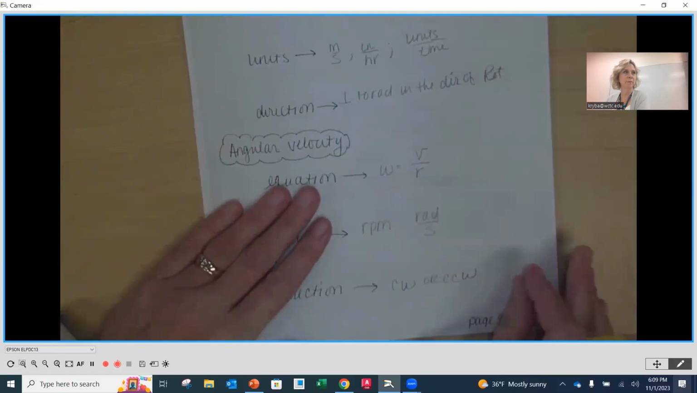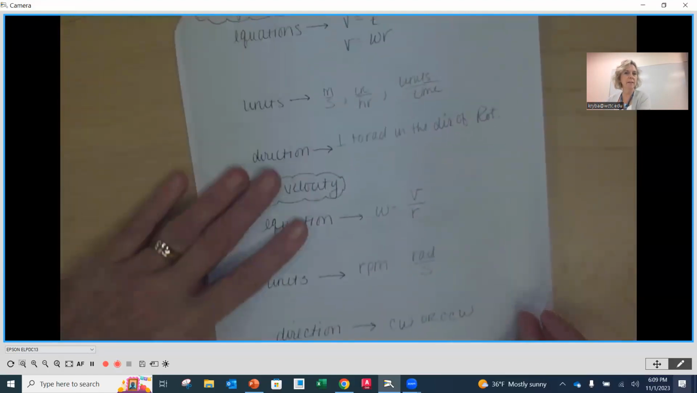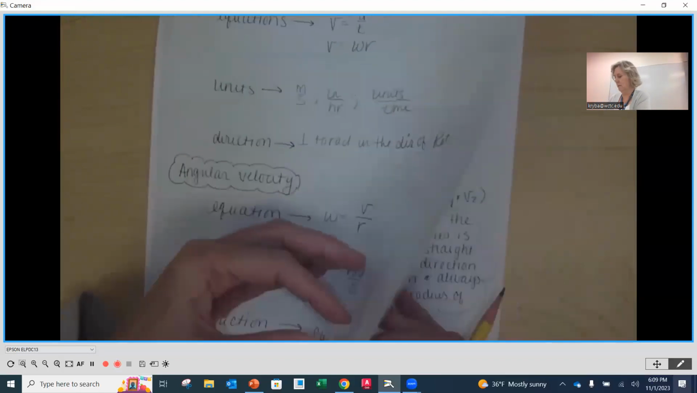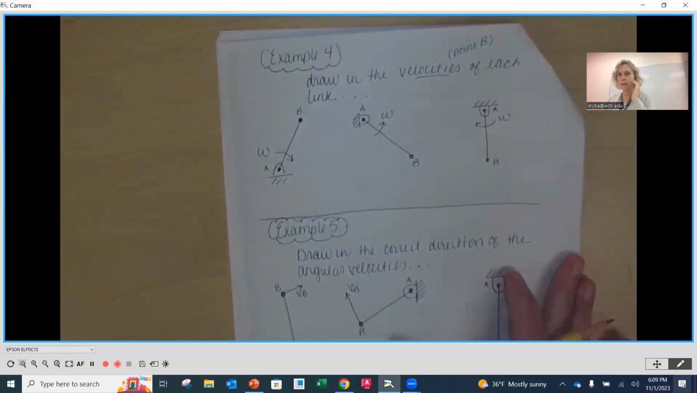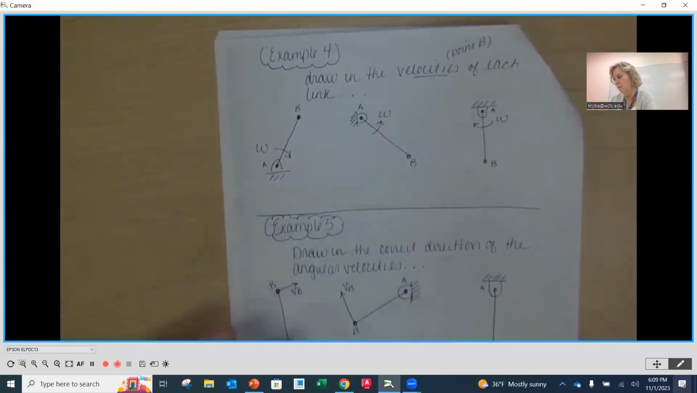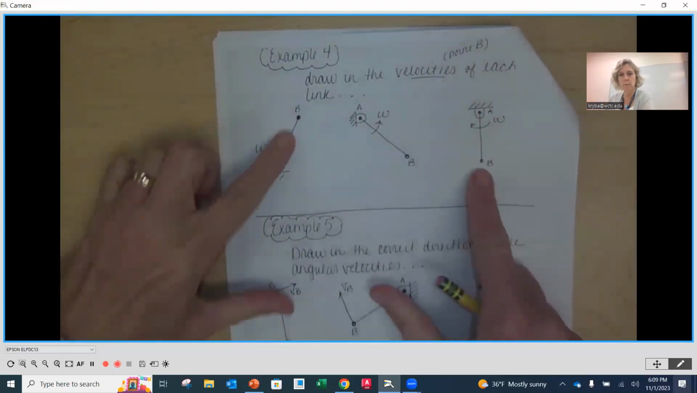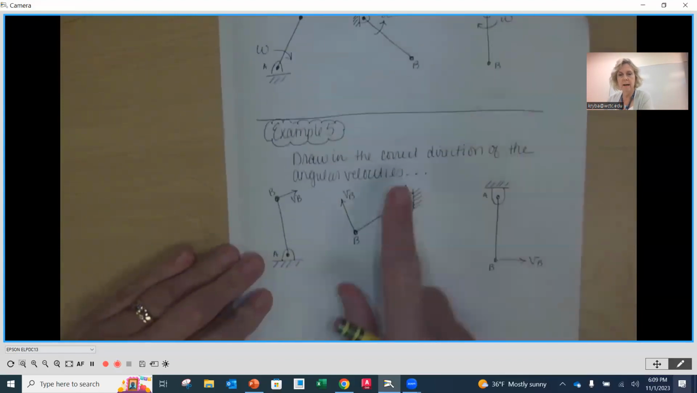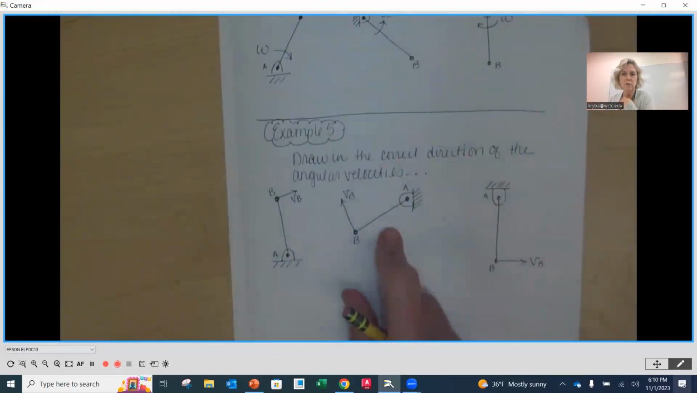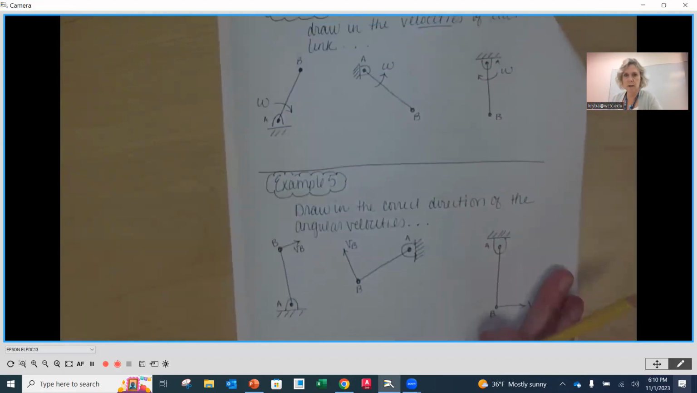One last page. Any questions on here? Everybody got this? All right, one last page. Example 4 and example 5. On example 4, you want to draw the velocities, capital V, straight line velocities for each of the links. Okay, and you're going to be doing them for point B on each one. Then on example number 5, you're going to draw the correct direction of the angular velocity based on the direction of the linear velocities of point B. Okay, so go ahead.